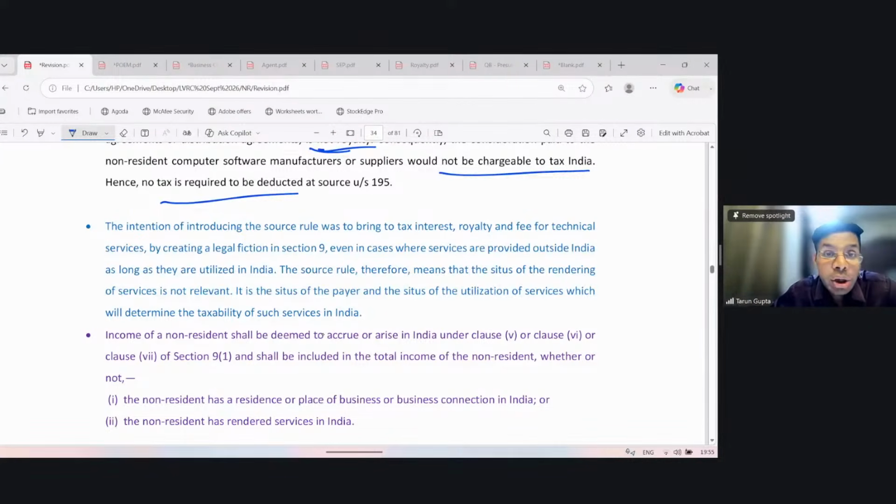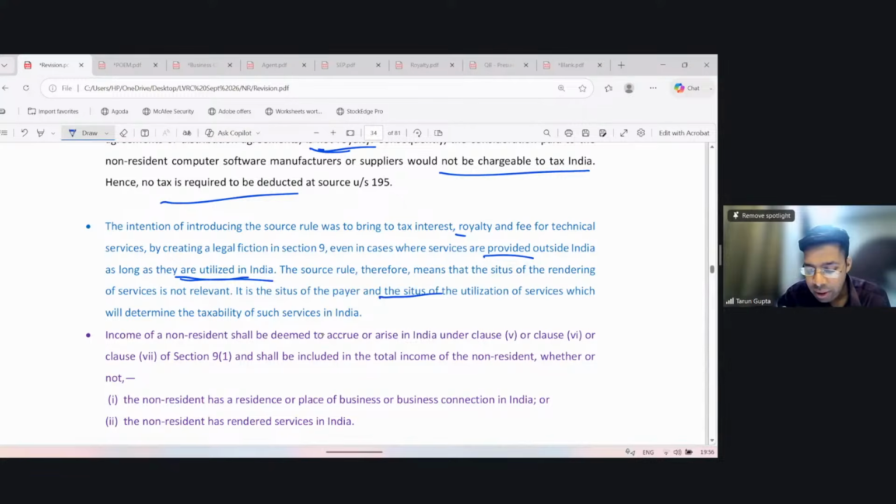Now, the intention of introducing the source rules was to bring to tax interest, royalty, FTS by creating a legal fiction under Section 9. Even in cases where services are provided outside India, as long as they are utilized in India. The source rule therefore means that the situs of rendering of service is not relevant. It is the situs of the payer and the situs of utilization of service which will determine the taxability of such service in India. Understood?